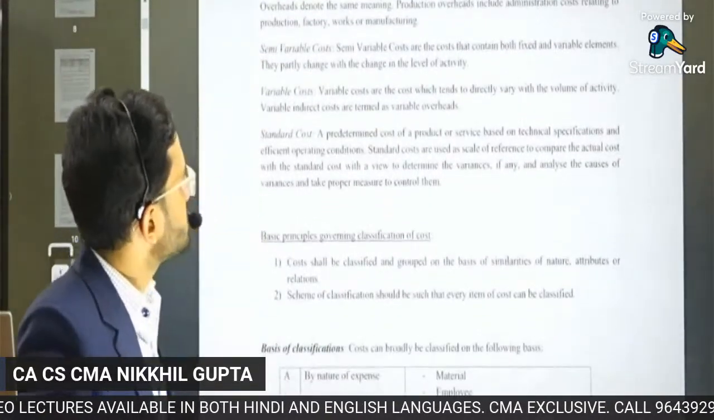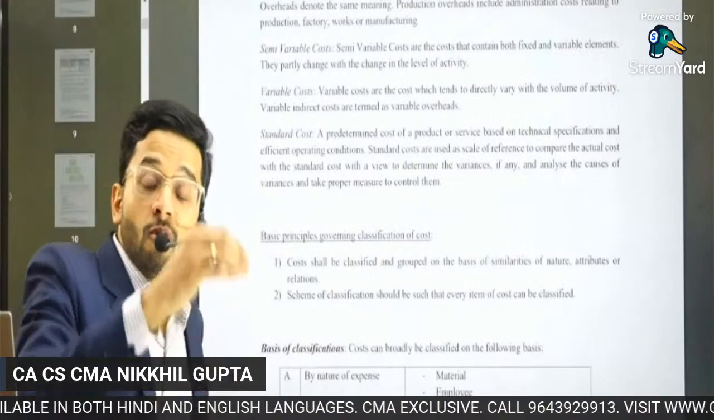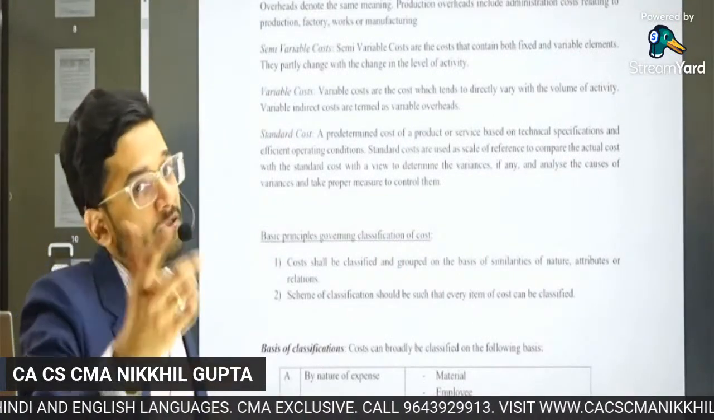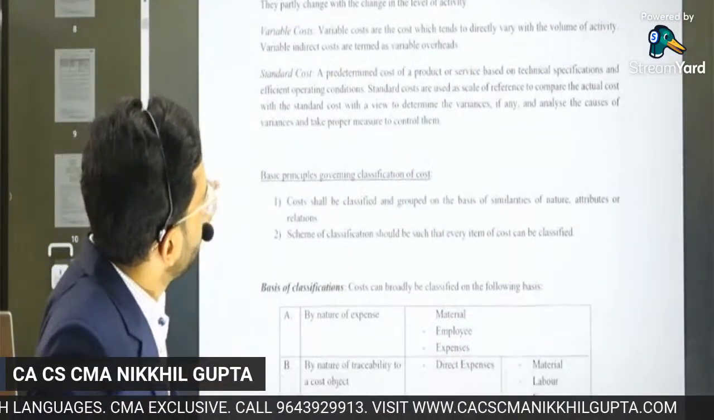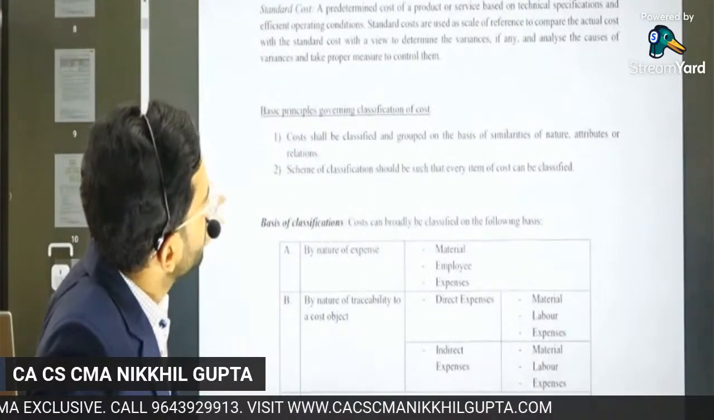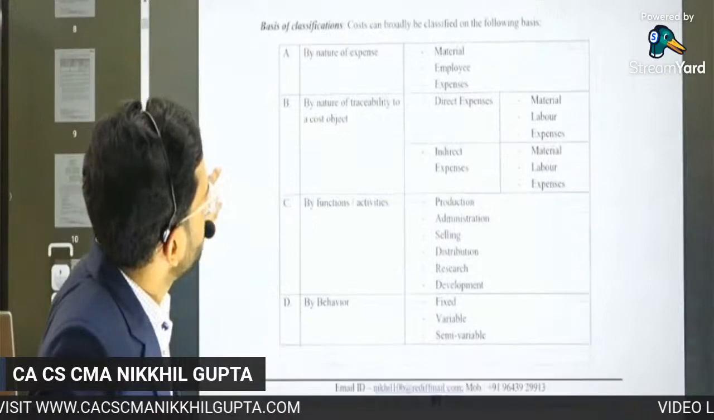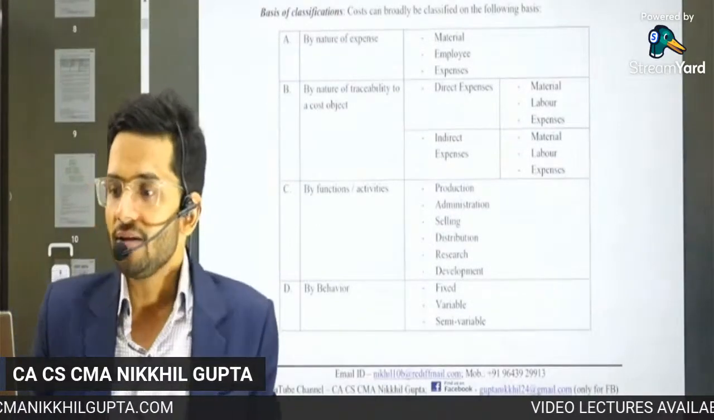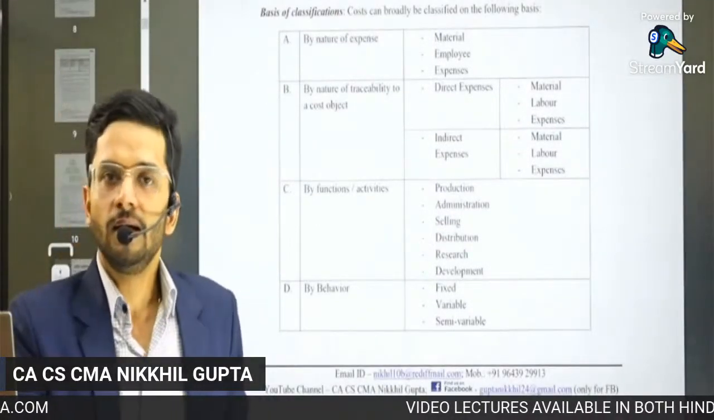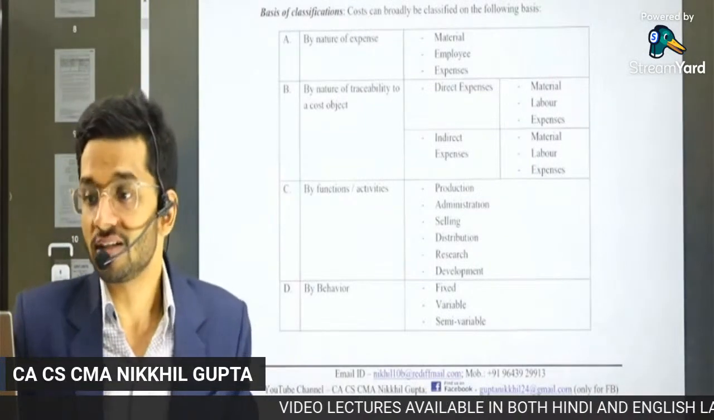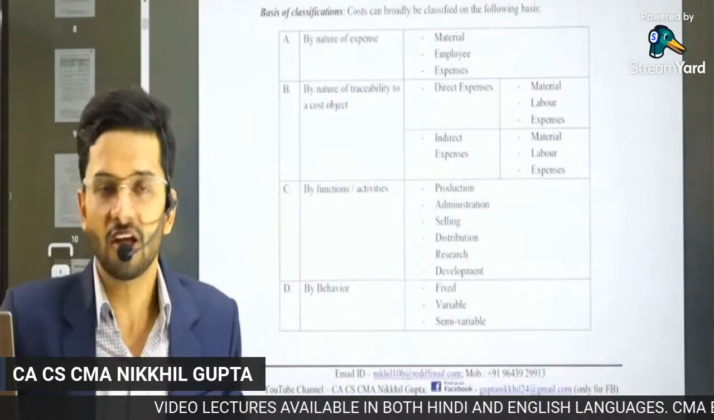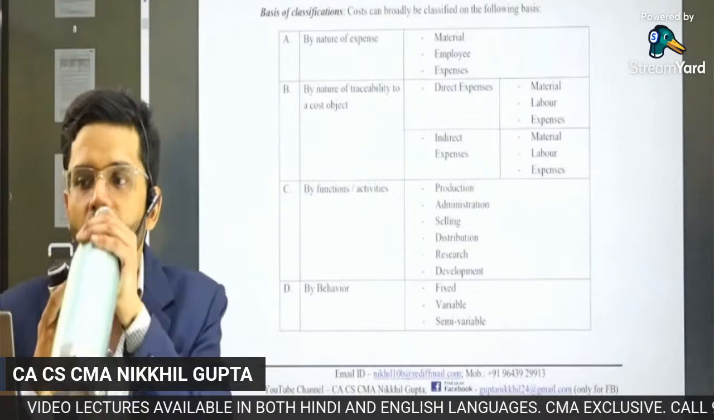Okay, then what are semi-variable overheads? Overheads which are constant till a particular point and variable beyond that. What are variable overheads? We all know that. Standard costing. Okay, now comes the broad classification of cost. How can cost be classified according to the measurement rules which are given in the cost accounting standard? Classification of cost, that is what we are going to start today.